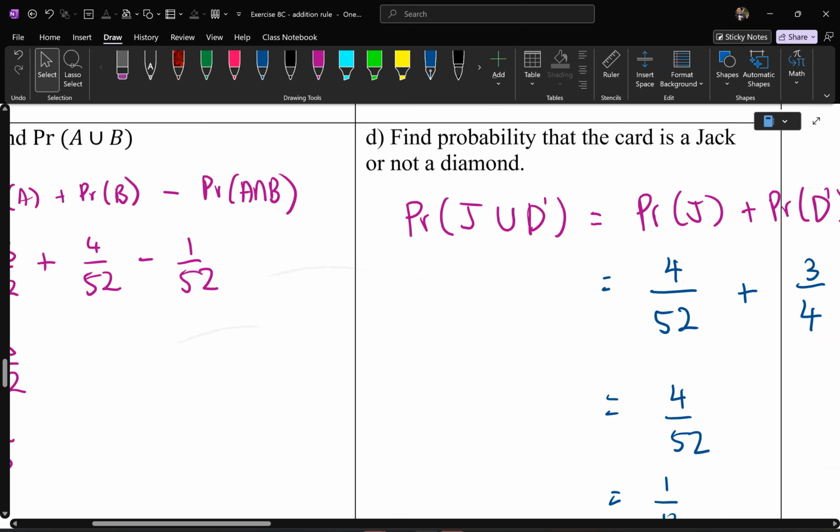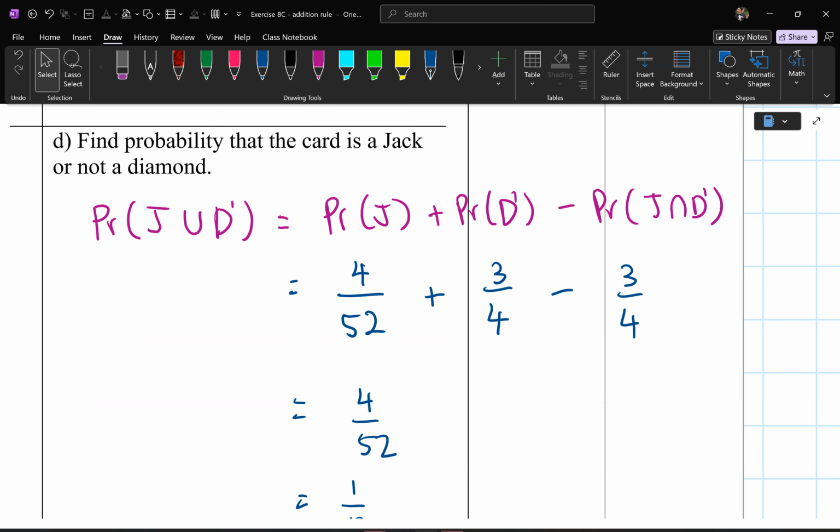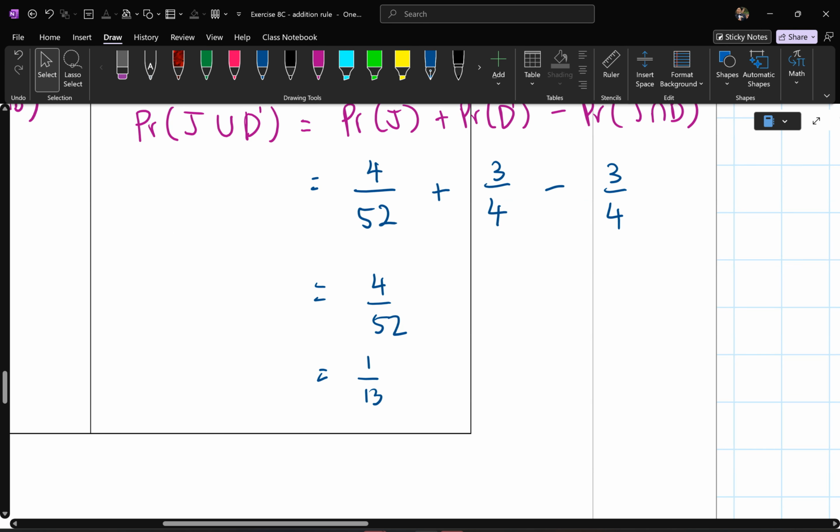This is how I did it. I did it using the union formula again. Jack union not diamond. Chance of getting jack is 4 out of 52. Not diamond, I already knew, is 3 out of 4 suits. And then what's the chance of getting a jack and not a diamond? Well, there's 4 jacks, and out of those 4 jacks, 3 out of 4 is not a diamond. So if I added them together, J plus not D minus the intersection, these two cancel, you should end up with 4 out of 52 and 1 out of 13.